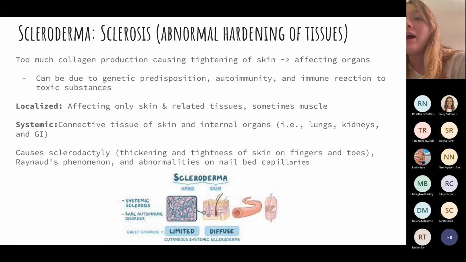When it's localized, this usually only affects the skin. Our issue is when it's systemic, because this can now affect our connective tissue and our internal organs. Again, we have lots of different complications, but I would just keep in mind localized versus systemic.